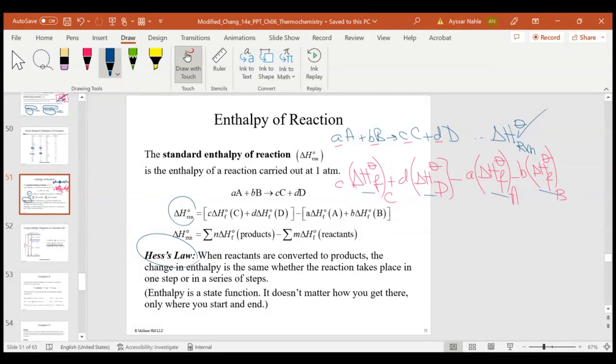It says when reactants are converted to product, the change in enthalpy, delta H, is the same whether the reaction takes place in one step or in many steps. You remember this, what we said before? We call this one a state function. You remember the state function we talked about?